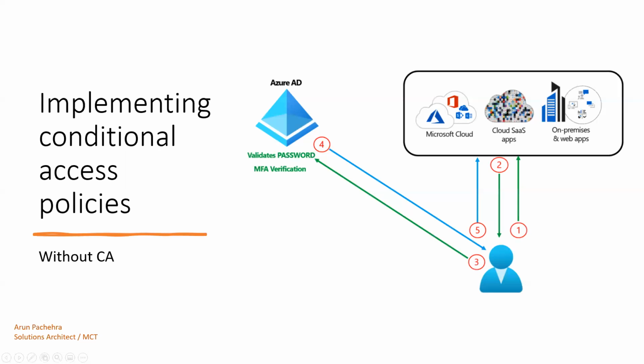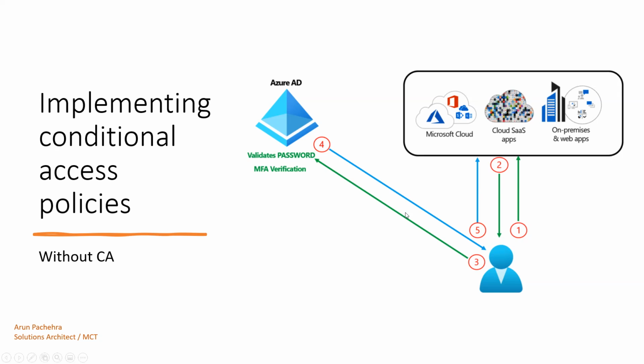Step one, a user accesses an application that uses Azure AD as authentication. Steps 2 and 3, the user client is redirected to Azure AD, which validates the first factor of authentication, the user's password. If MFA is required, MFA will also be verified. Now, steps 4 and 5, following successful verification, the user's client is granted an access token for the application.